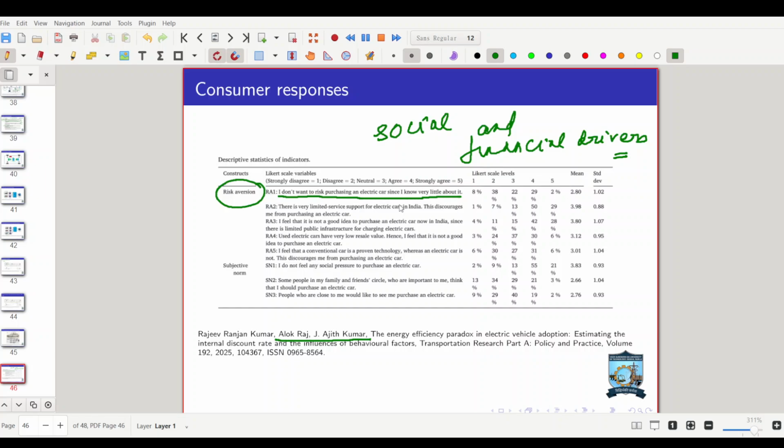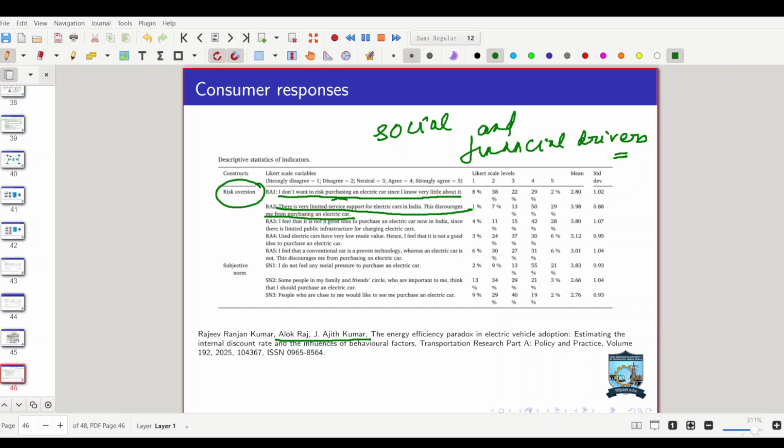People who are not aware of all this communication, as well as how the battery charging takes place, might get afraid. I have seen people who have, say, 10% charge left in their vehicle and they are in a charging station, and they don't know what exactly they have to do to charge the vehicle. Nobody is available to help. "There is very limited service support for electric cars in India. This discourages me from purchasing an electric car."